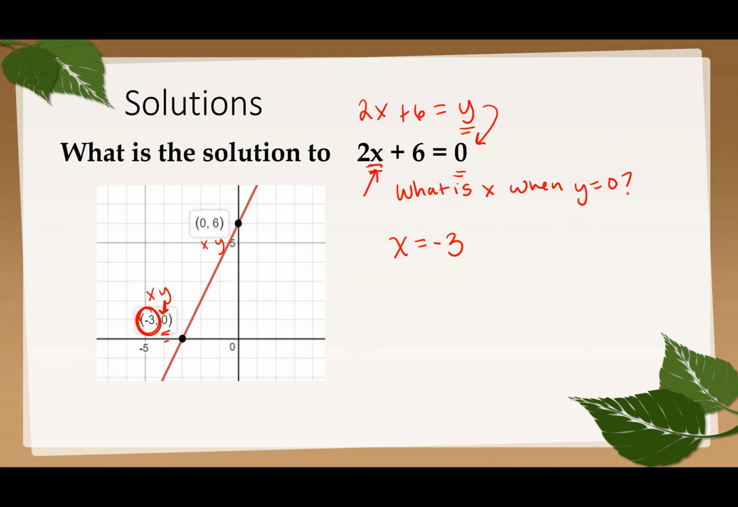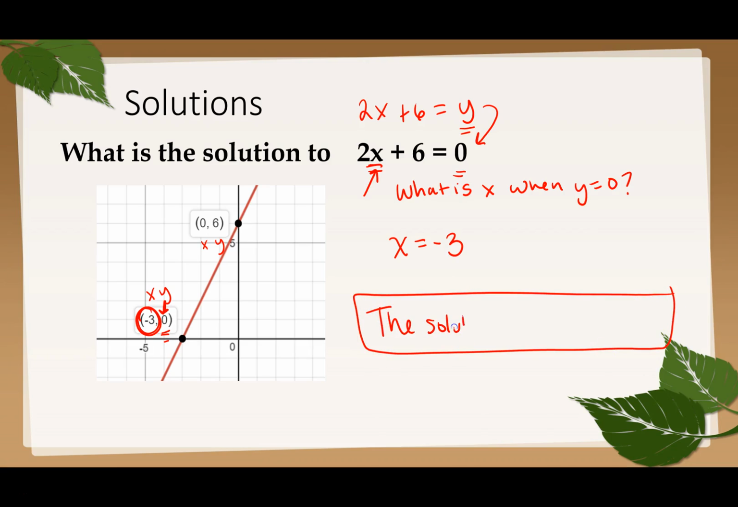What is the takeaway for this slide? The takeaway is that the solution is the x-intercept. X-intercept is where it crosses the x-axis. That is your takeaway.